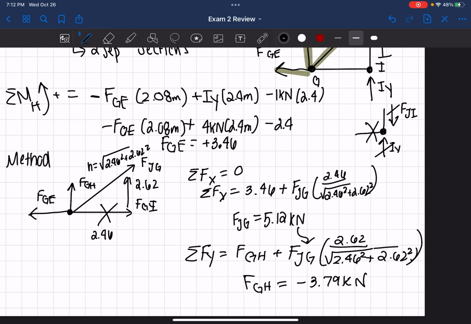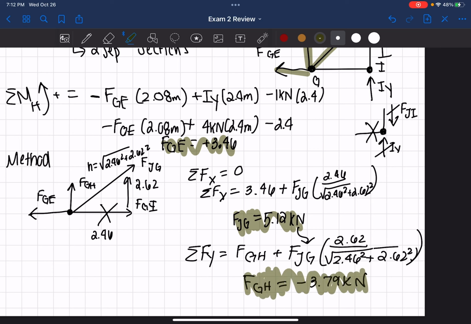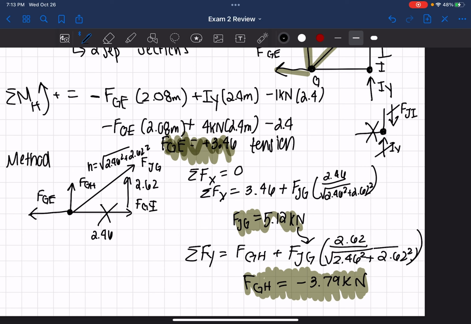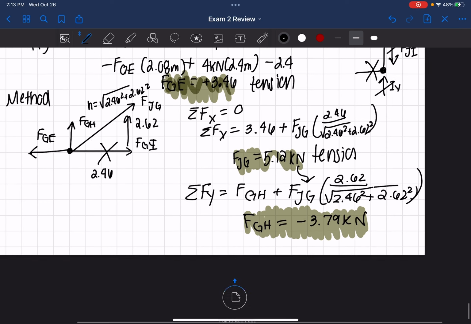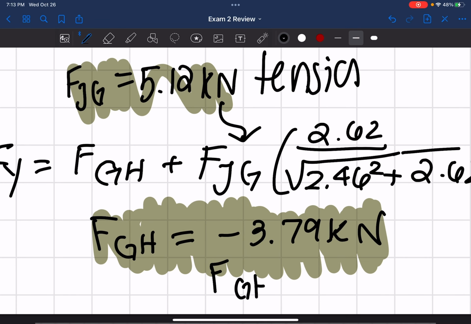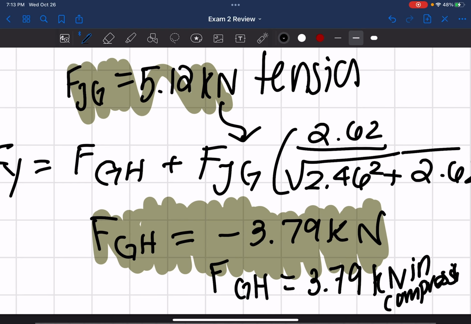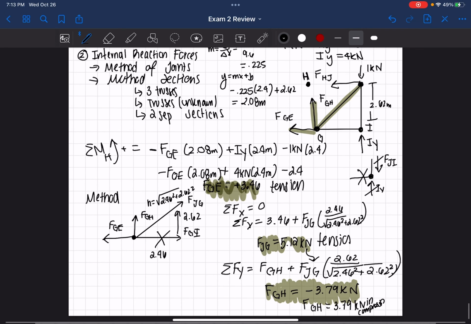So now what we do is we have to determine if they're in tension or in compression. So we solved for our unknowns, and typically a good rule of thumb is the way that you drew the diagram. So this is positive, this is going to be in tension, this is positive, this is going to be in tension, and when we write this, we're going to say FJH is equal to 3.79 kilonewtons in compression. You don't want to include your sign convention when you do write out your answers.